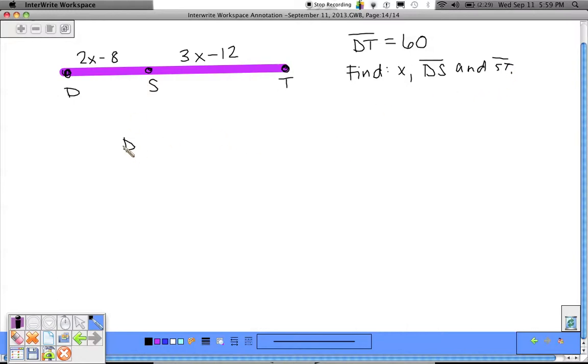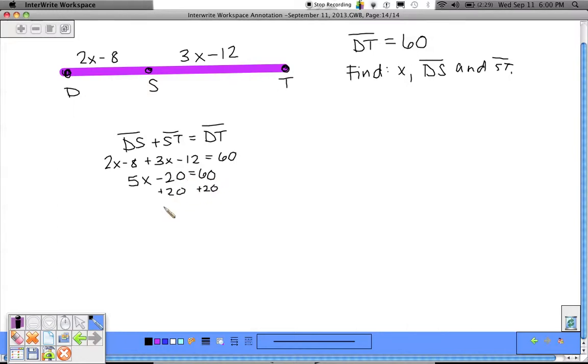So we know that DS plus ST equals DT. Now we can just plug in what we know, exactly like we did when we were working with all numbers. So we have 2x minus 8 plus 3x minus 12 equals 60. And now it's just a simple algebraic problem. So we can combine our like variables. So we have 5x minus 20 equals 60. We add 20 to both sides. So 5x equals 80. Divide everything by 5. So x must be 16.